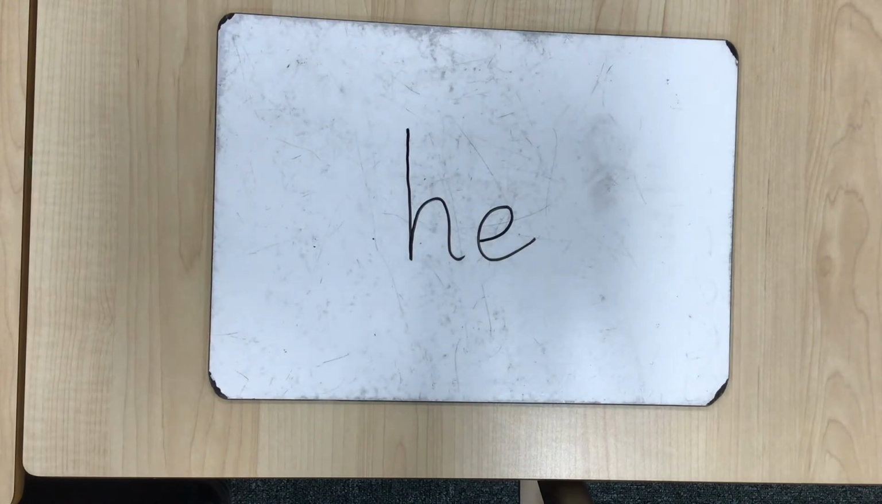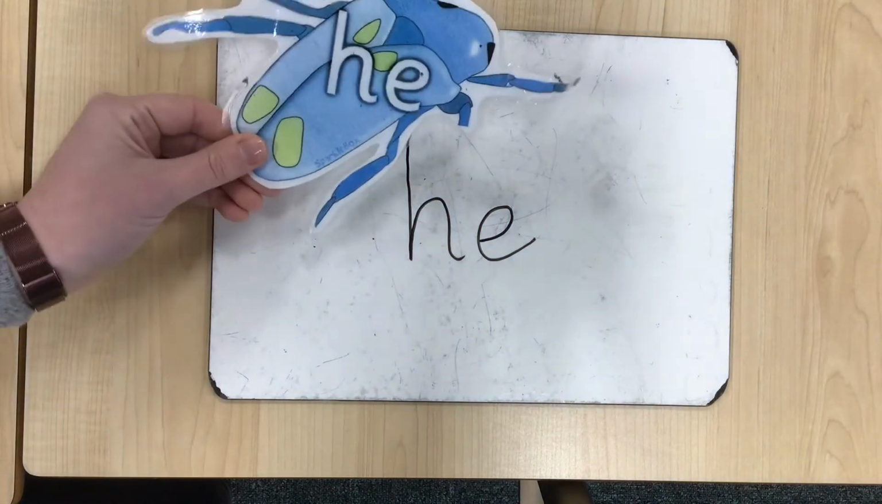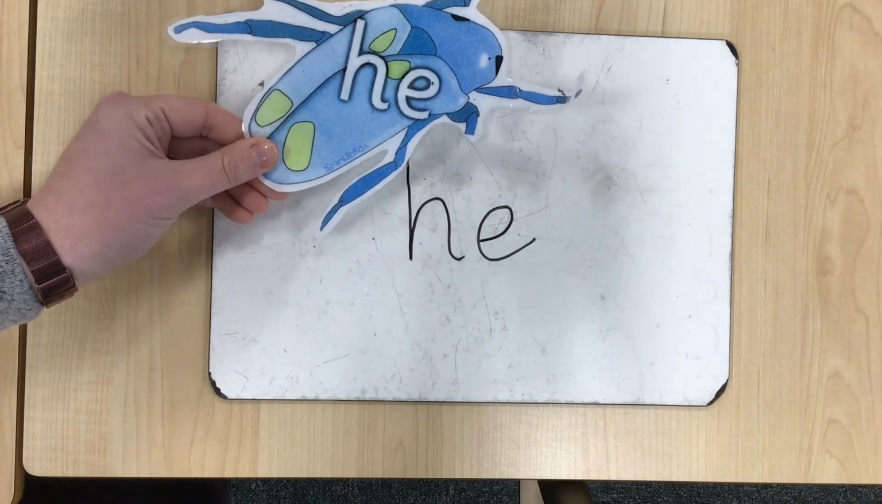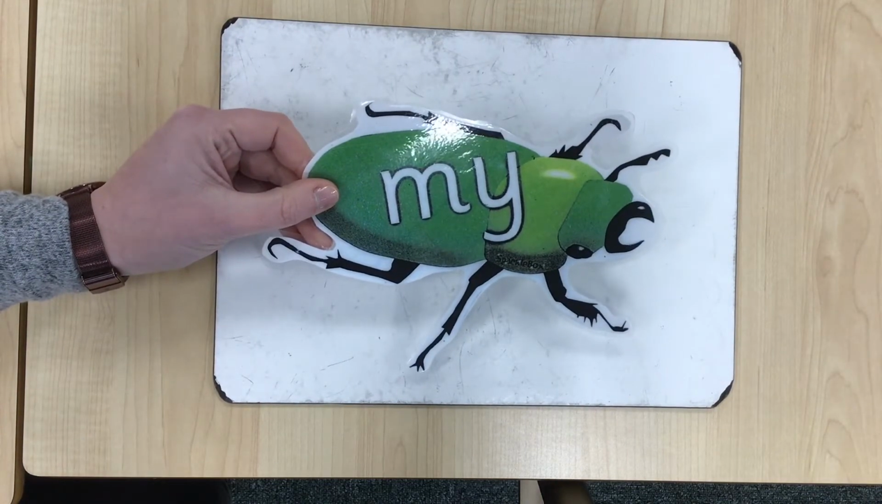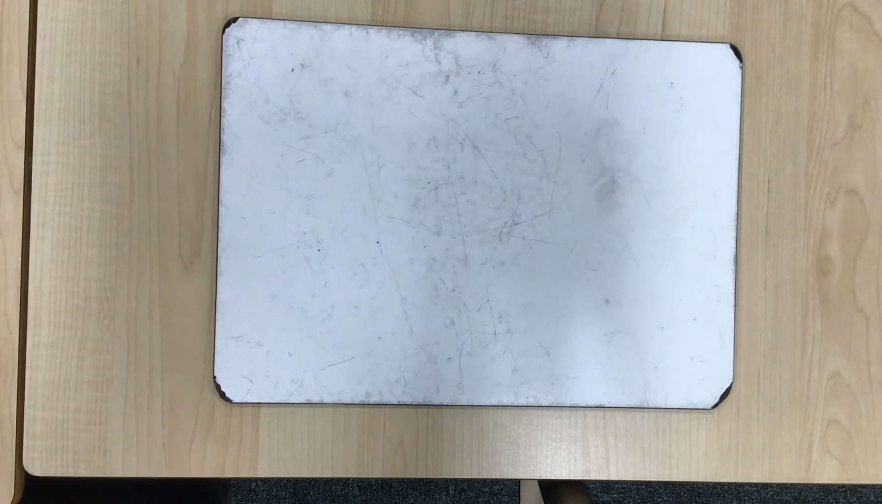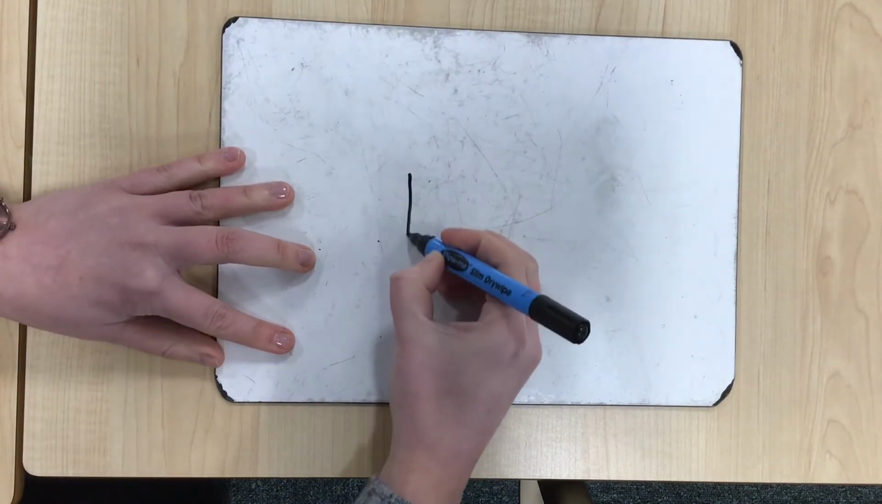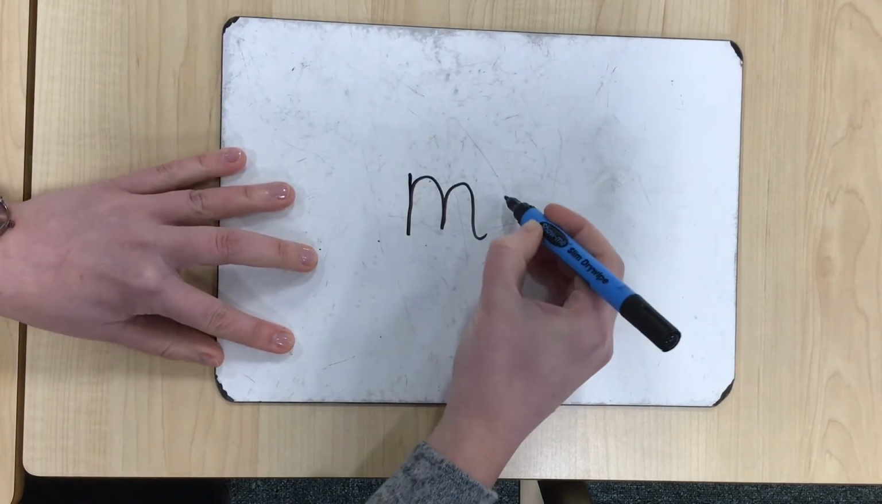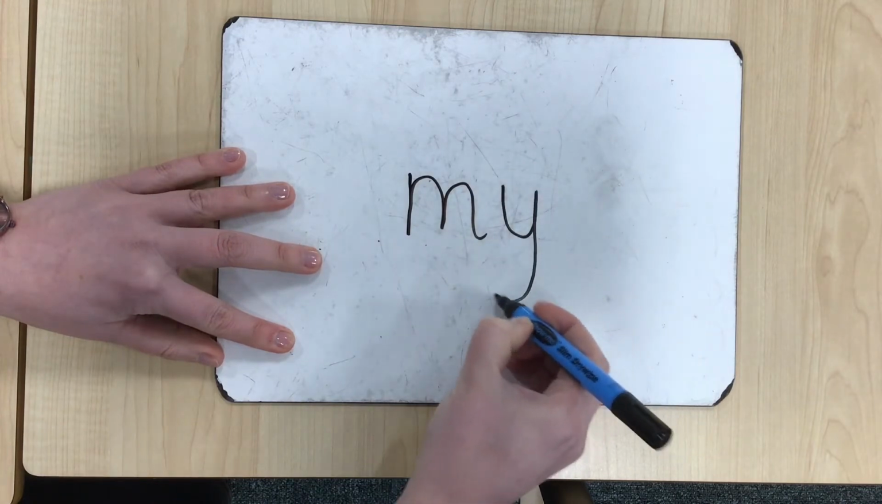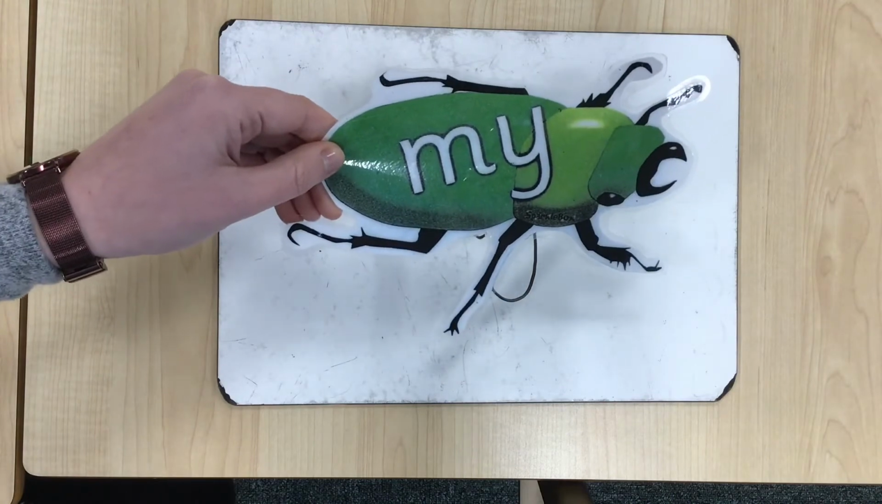Let's check. Well done. Fantastic. And the last one today is... Yep, it's my. The Y is tricking us in that word. It's making an I sound. Let's check. Well done, everybody.